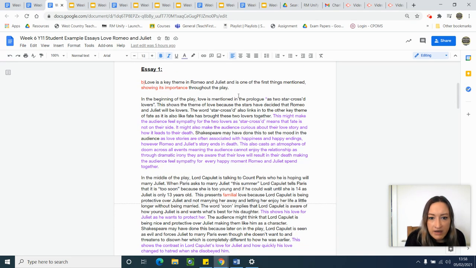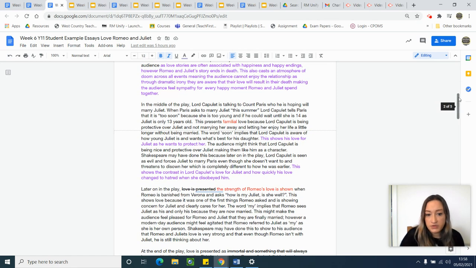So in the beginning of the play, love is mentioned in the prologue. This shows the theme of love because the stars have decided that Romeo and Juliet would be lovers. That would be better phrased as this is linked to the theme of love, or this explores the theme of love. And the stars, it would probably be better to have used the word fate. Okay, the second point there.